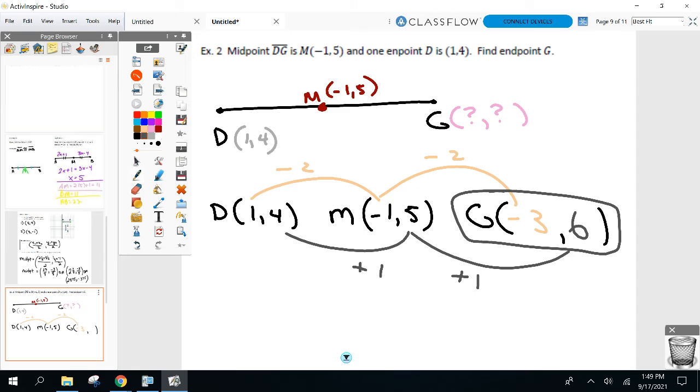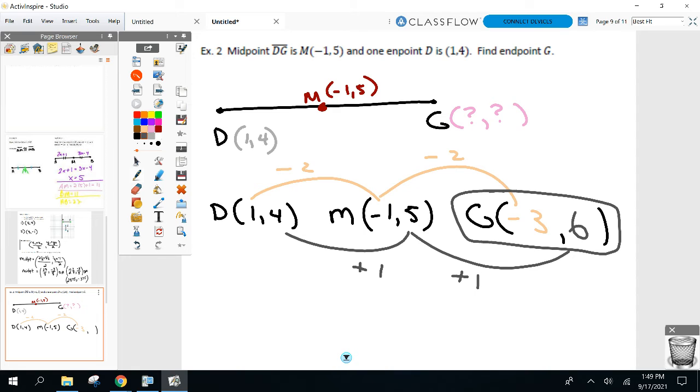Use the midpoint formula, and I better get what for an answer? Negative 1, 5. So that's how you can check your work. Plug it into the midpoint formula. Do you get the midpoint they gave you? Questions, comments, any concerns? Perfect. We're right on time.